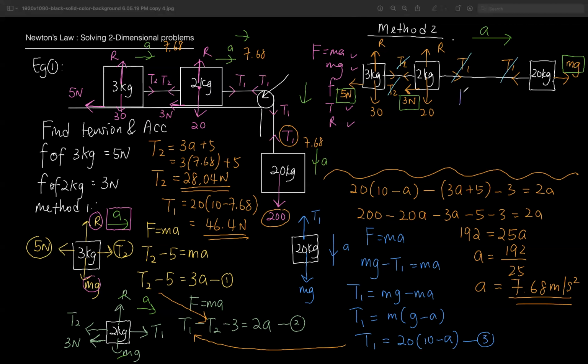So I'm going to use F equals ma. What is the resultant force of this system? Mg minus 5 minus 3 equals, now you have to be careful with the m. This m is the mass of the whole system because now you're looking at the whole system, right? So it's the mass of everything: 20 plus 3 plus 2, times acceleration a.